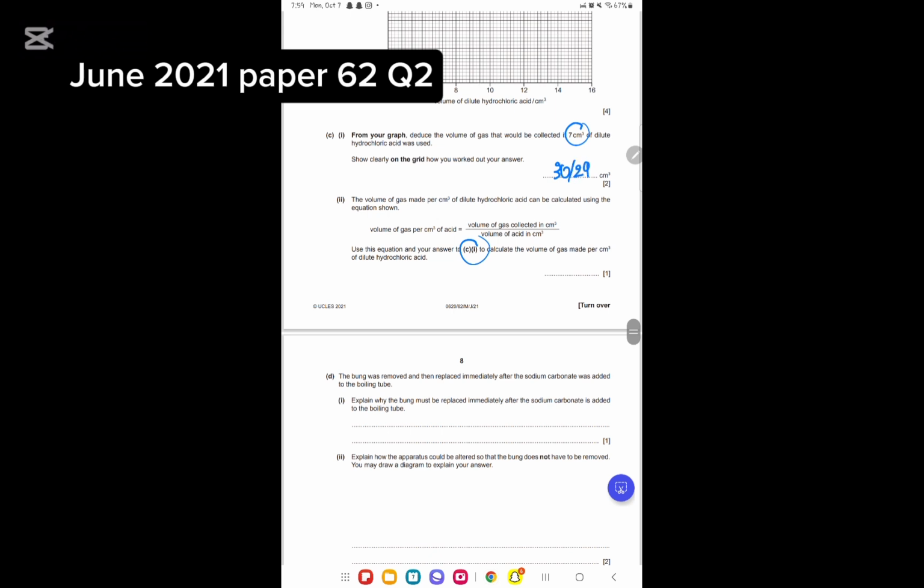So if we're going to replace it, we're going to put 30, for example, let's say 30 cm³, then we're going to divide it by the volume of acid in cm³, which is our hydrochloric acid, which is 7. So our answer is 30 over 7.